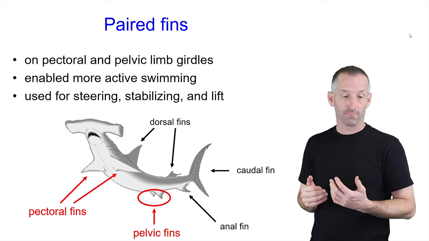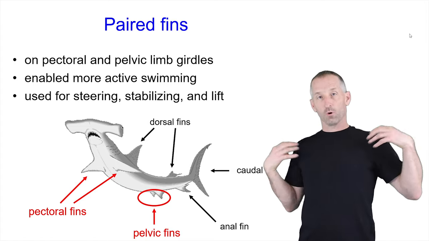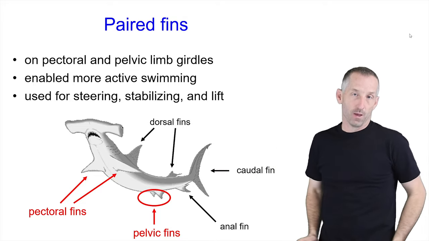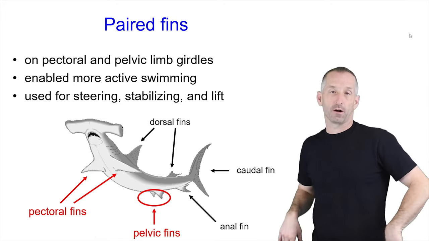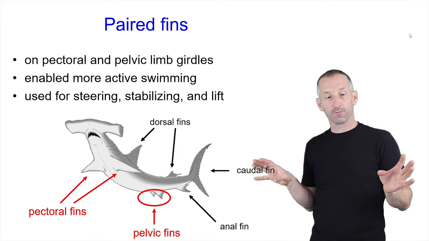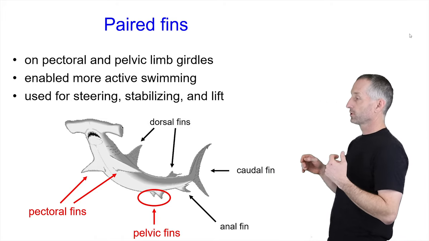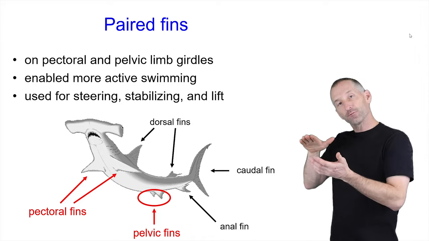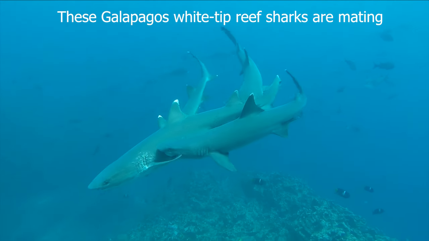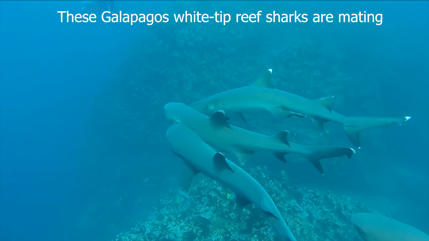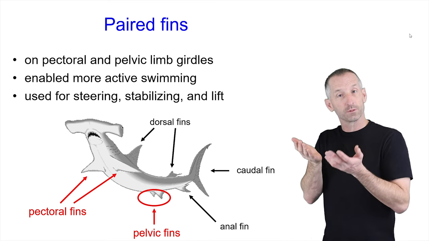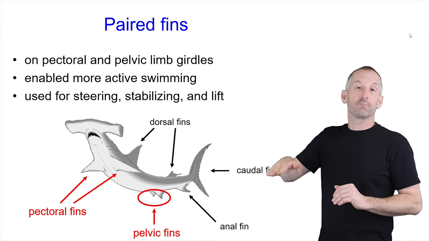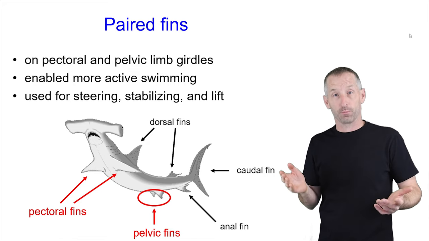So all the jawed fishes also have paired fins. And so these include the pectoral girdles, so pectoral fins, which are our arms and our shoulders, and the pelvic girdle, which is our hips and our legs. These paired fins are much more effective for active swimming, but they're also used for steering, that is manipulating, stabilizing your body as you're moving through the water, and for generating lift so you don't sink. So sharks, for instance, swim not continuously, but they swim a lot because they don't have a swim bladder to hold themselves up like a buoyancy, but they can use their fins and they can angle them such that when they swim forward, it will keep them at the desired plane in the water, like an airplane.